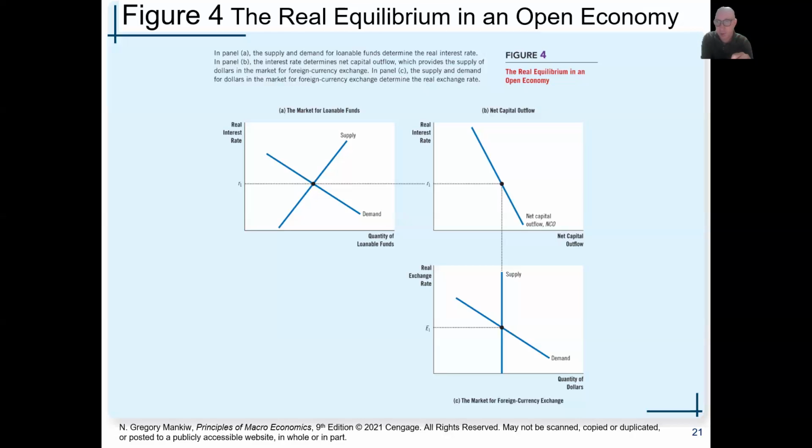Next, we have on the right the net capital outflow, which is represented by the interest rate and net capital outflow. The point of equilibrium is, again, the interest rate. On the bottom, we have the market for foreign exchange, and we see supply and demand, the point of equilibrium, of course, being the real exchange rate. So if you look at these in combination, the relationship is the interest rate being the same as the real exchange rate. That's the point of equilibrium.